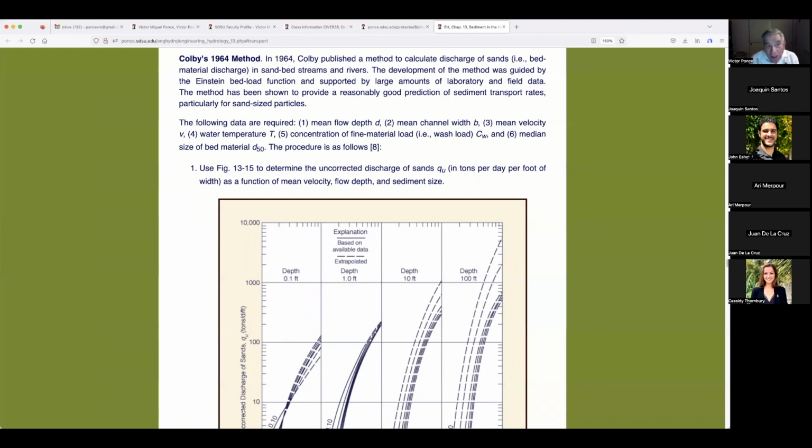So Colby saw fit to put into his method the concentration of fine material wash load. In doing so, he was the first and only person that put the concentration of fine material wash load, the C sub W, into any methodology. So at that point, we should reiterate that the Colby method is the one that does it, and also the modified Einstein, by the way. Modified Einstein does it too. And median size of bed material, that is obvious; the transport is driven by the bed material size.